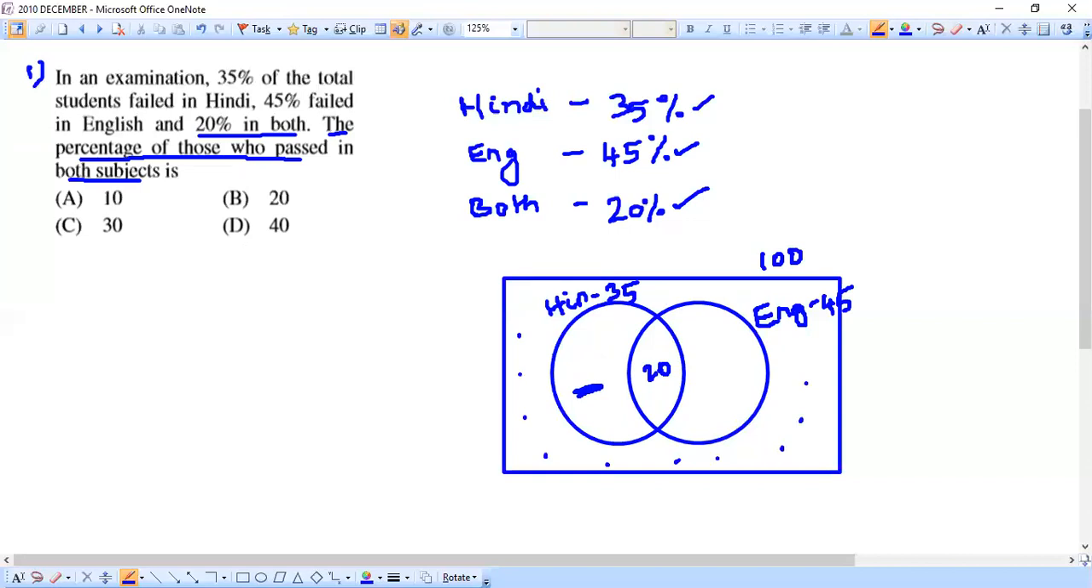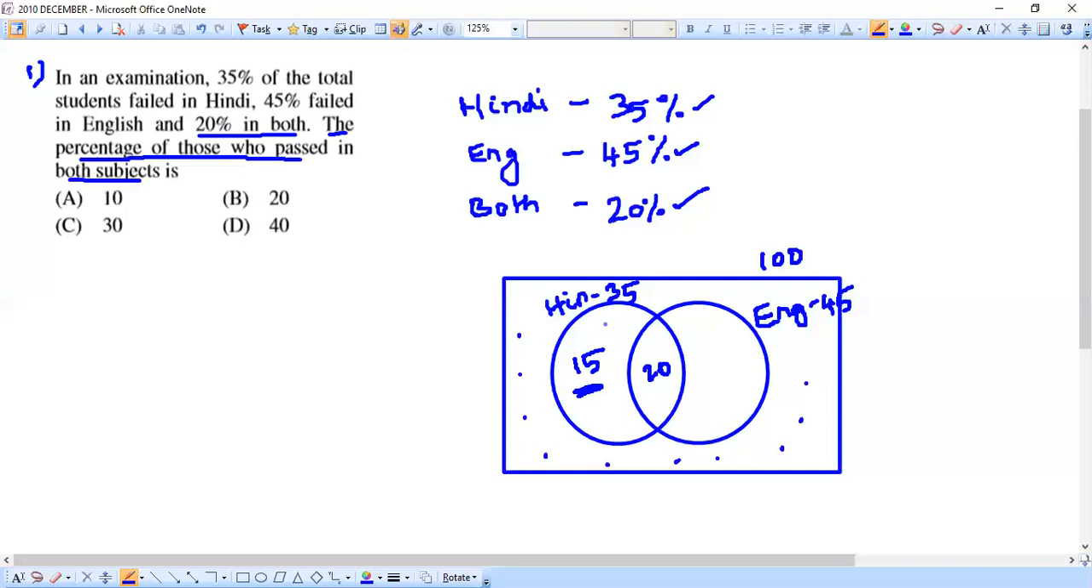Clearly understand the question. We have a total of 35 people in this left-hand side circle, and this portion alone is 20 people. Here we will have 35 minus 20, which is 15. That means in this portion we will have 15 people. Clearly understand the difference between this 15 and 35. This 35 represents all people who failed in Hindi. But this 15 indicates those people who failed only in Hindi. There's a clear difference. Do you understand this?